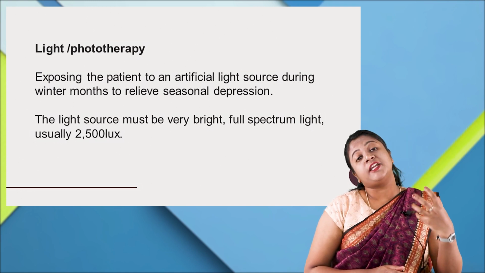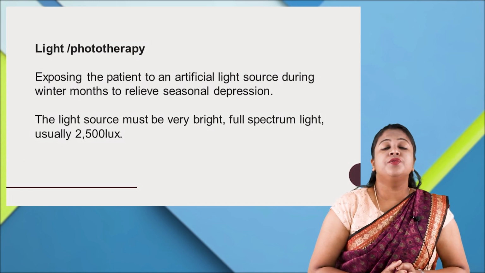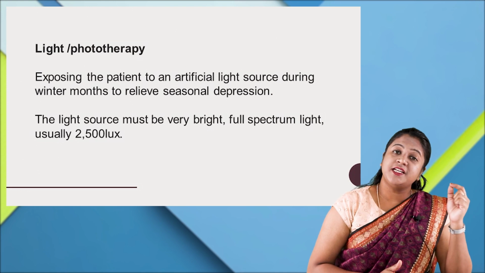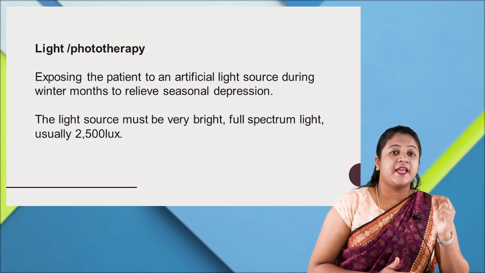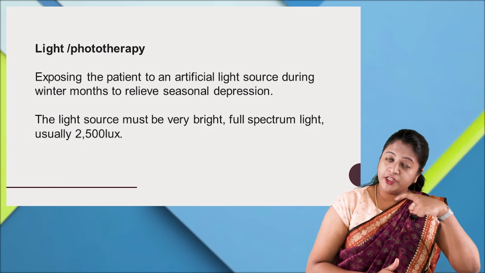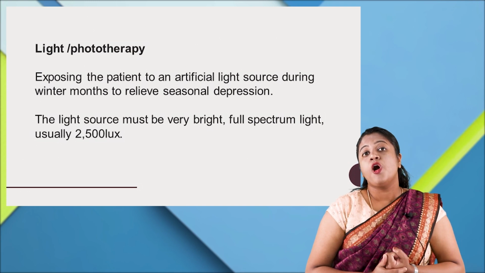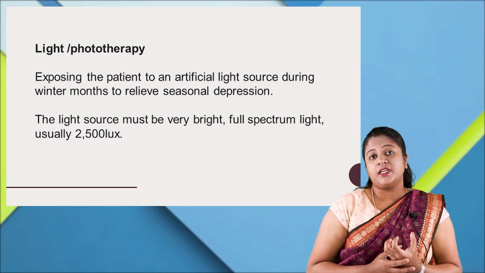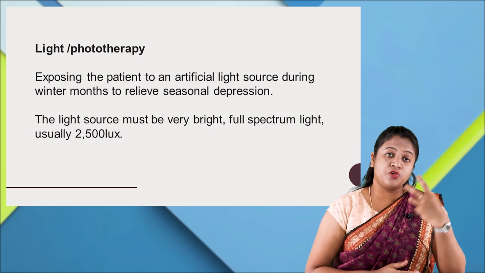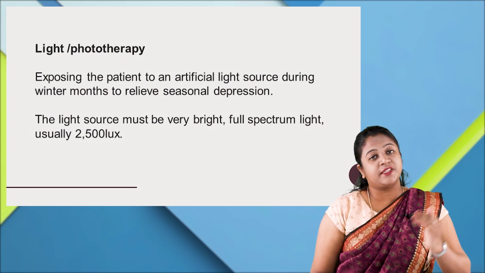So here the client will be exposed to the artificial light, especially during the winter season. For example, if you take the seasonal depressive disorder, the SAD, seasonal affective disorder. In that condition, what happens? Only during the winter months, the client will be very much depressed. So, to treat that, we'll be using the external artificial light source. We'll be exposing the client to it so that his mood can be elevated during the winter months.